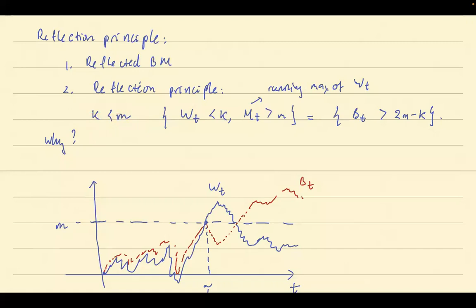And in this picture, roughly speaking, this is K. You're asking for WT less than or equal to K. And then this is roughly 2M minus K right here. So you see, because of reflection, if WT is less than K, BT is bigger than 2M minus K.